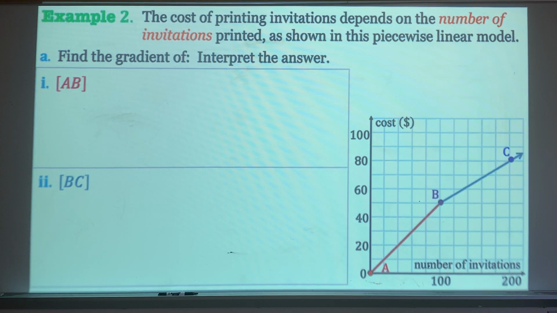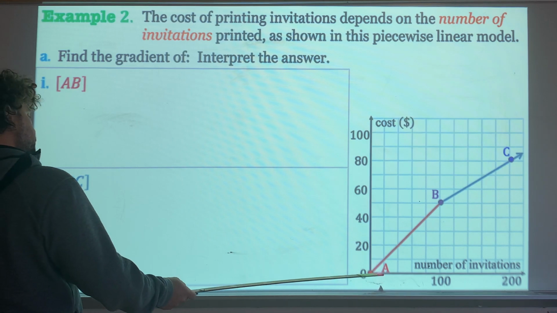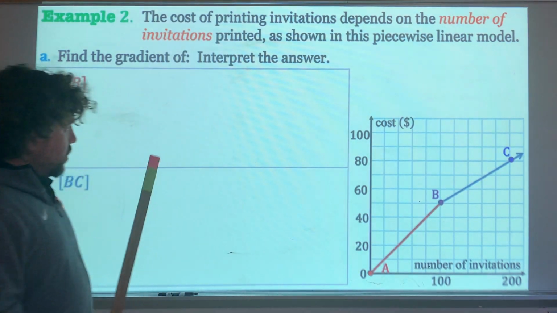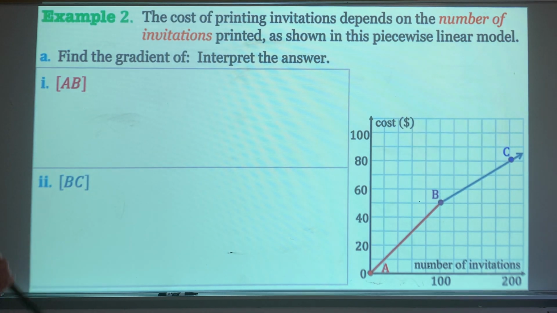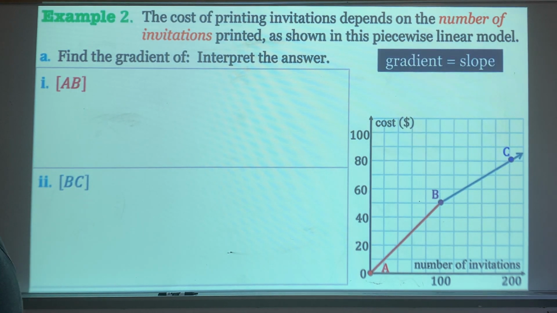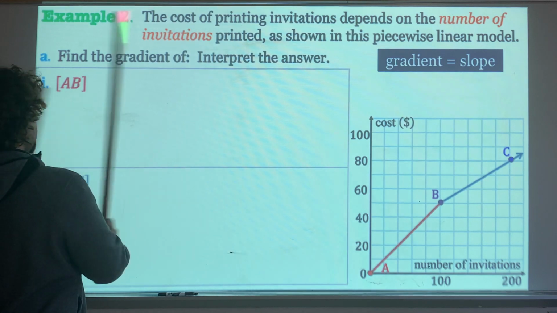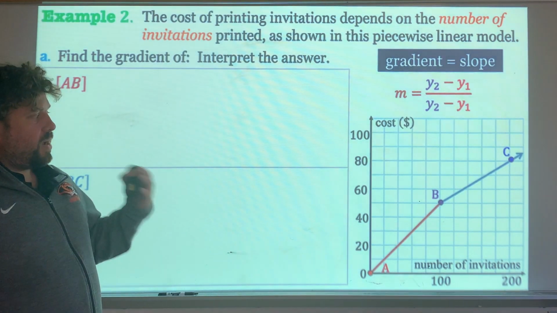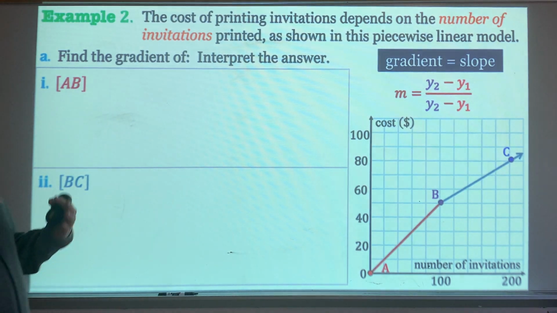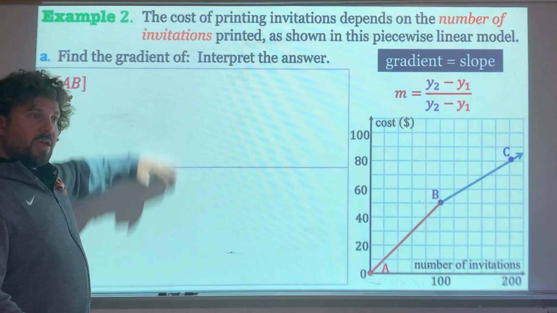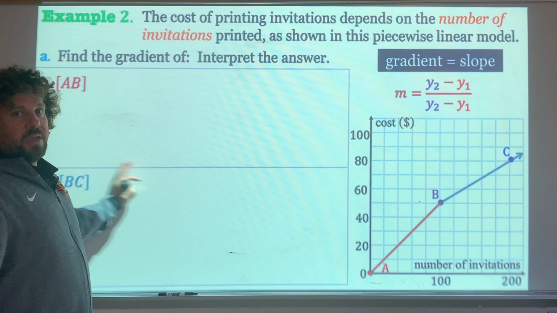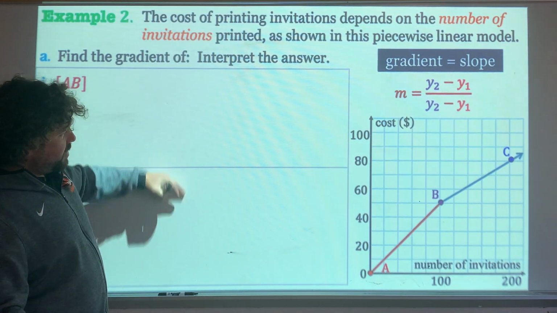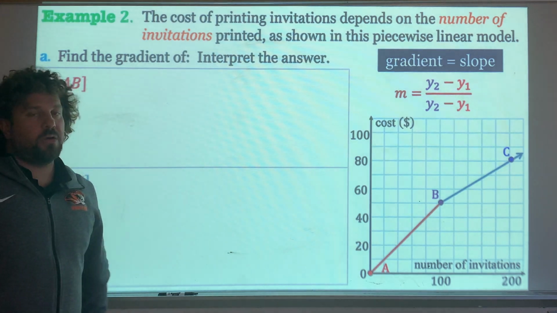So the first gradient is AB, which is the distance from point A to point B. Now in order to find this, all you're going to do is find the gradient or the slope. Now gradient and slope, as we discussed in the last lesson, are the same things, and that is y2 minus y1 over x2 minus x1. It's the change in height over the change in width. Or it's rise, the amount you go up, over run, the amount you go across.